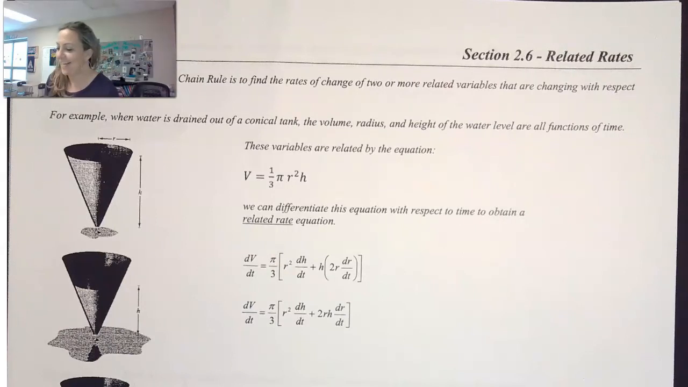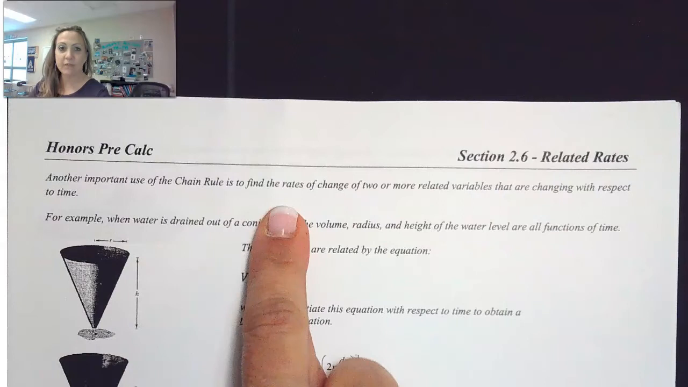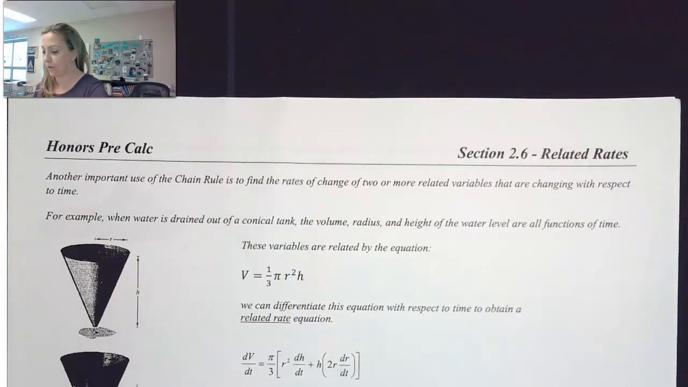Hey, today we're going to delve into related rates. This is going to be a great application for things like the chain rule and even implicit differentiation when we look at it, okay? So another important use of the chain rule is to find the rates of change of two or more related variables that are changing with respect to time, okay?